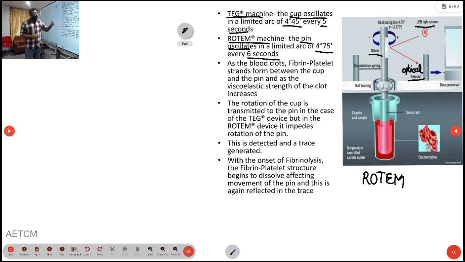And the rotation of the cup is transmitted to the pin in case of a TEG device, and in the ROTEM device, the motion of the pin is impeded by the viscoelastic substance. So this is detected and the trace is generated, and when the fibrinolysis occurs, the whole clot platelet factor gets dissolved. Following which the movement of the pin increases. So the amplitude also overall decreases.